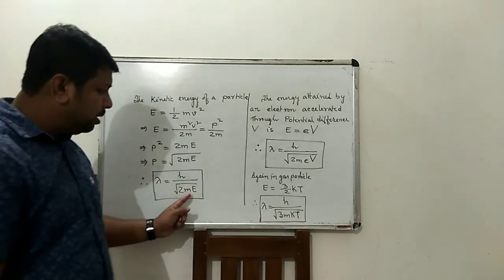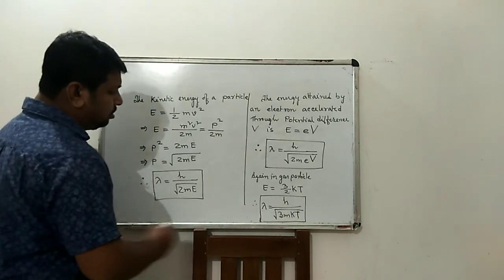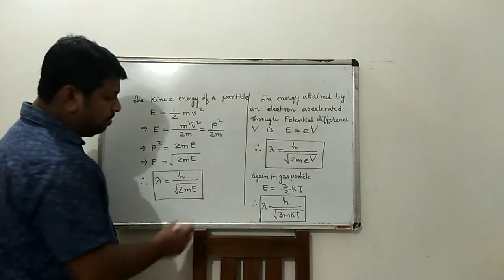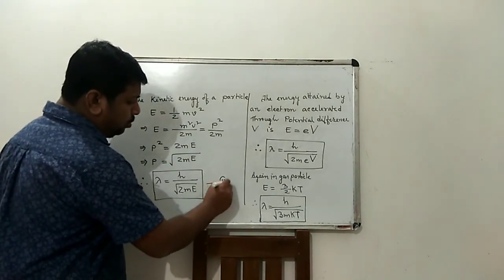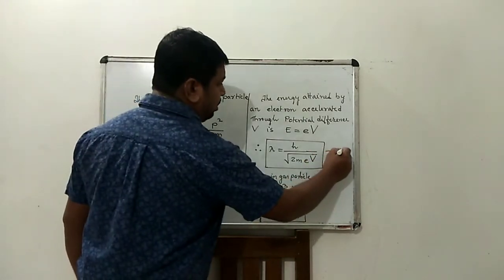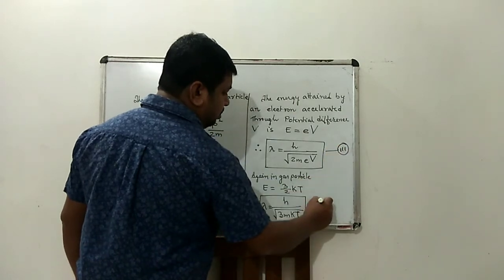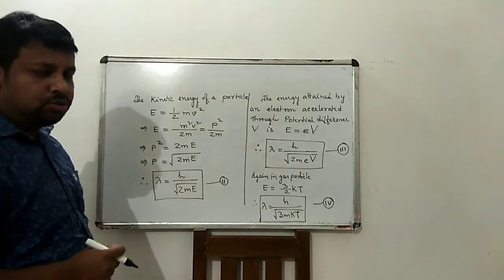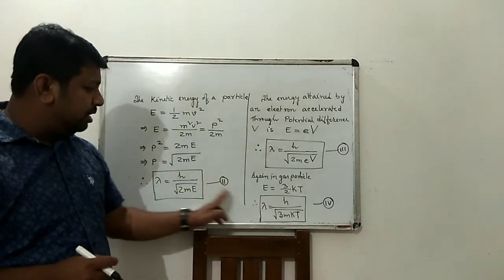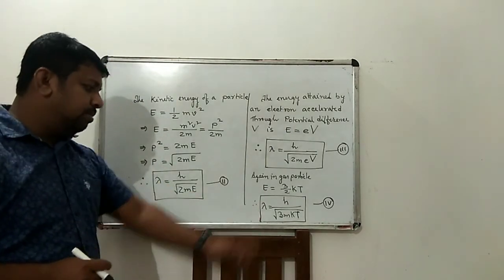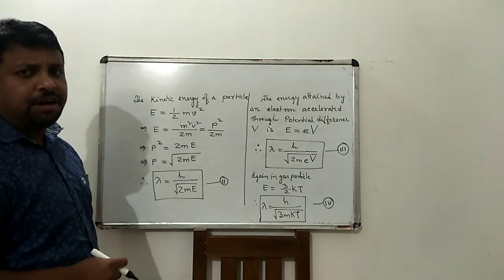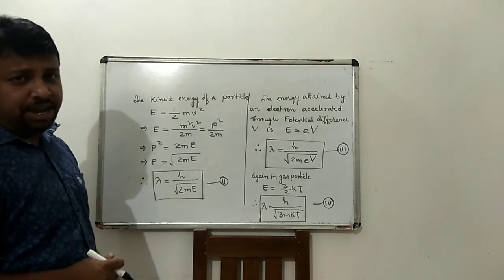We have to put this equation. Take the earlier equation lambda equal to h by p as equation number 1. Suppose this is equation number 2, this is equation number 3 and this is equation number 4. Substitute the value of E in equation number 2, then we get lambda equal to h by root over 3 m kT. So this is the different form of de Broglie wavelength.